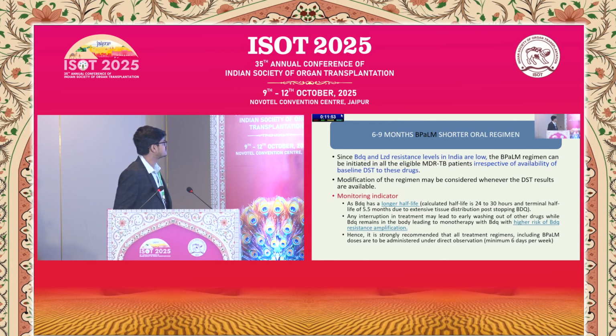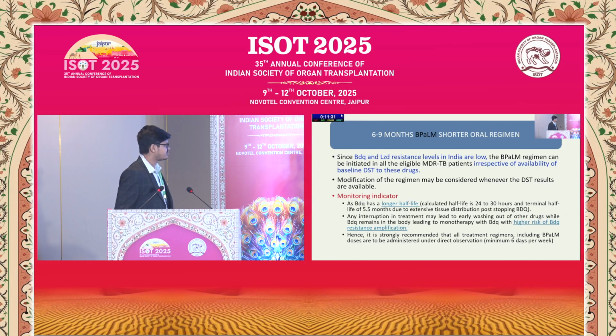So first we discuss the treatment of choice for rifampicin resistance or MDR tuberculosis, which is 6 to 9 months of the BPaLM regimen or the shorter oral regimen. Usually, since bedaquiline resistance in India is very low, we don't need to wait for the drug sensitivity test to come. We can go ahead with the BPaLM regimen, and when the drug sensitivity test is available, if there is a resistance, we can change accordingly.